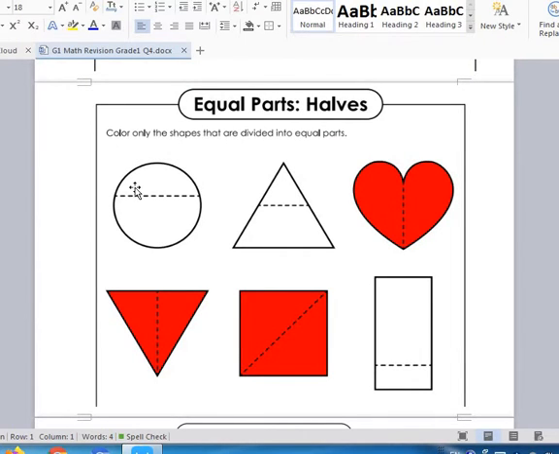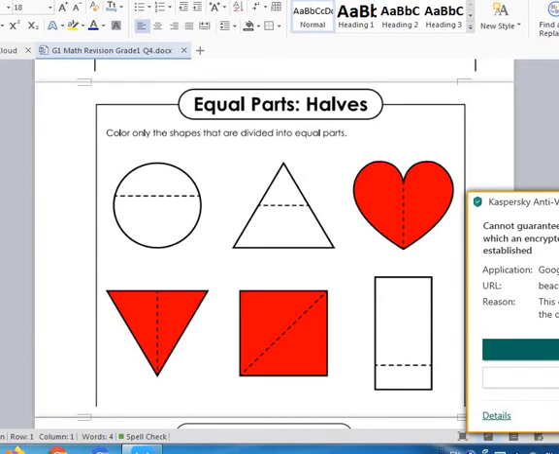I have here a circle. Color only the shapes that are divided into equal parts. When I say it's divided into equal parts, what should I do? I should here color just the figures or the shapes that are divided equally into 2 parts. Halves is to divide a shape equally into 2 parts.